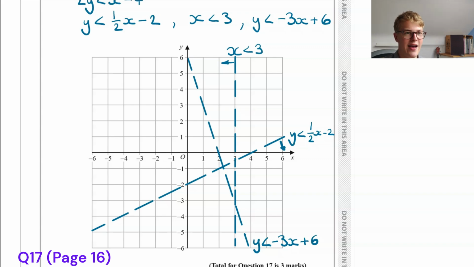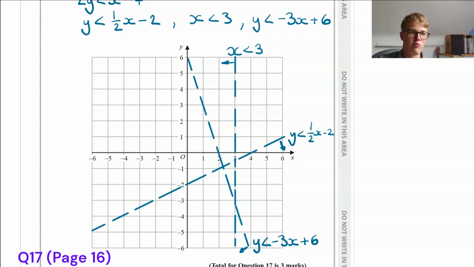Then we can draw on x is less than 3, which is just a vertical line from x equals 3, and we need to draw it dashed again because it's less than and not less than or equal to. And then finally we have y is less than a half x minus 2. So remember the y-intercept is minus 2 and the gradient is a half. So for every 2 we go across, we go 1 up. So therefore we have the line you can see here, again dashed for the same reason.